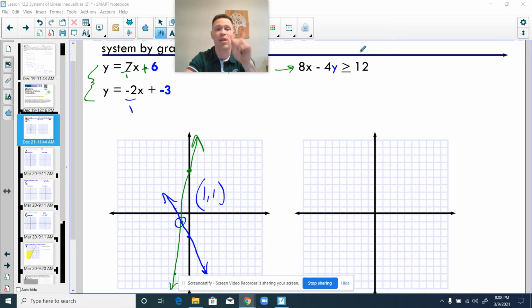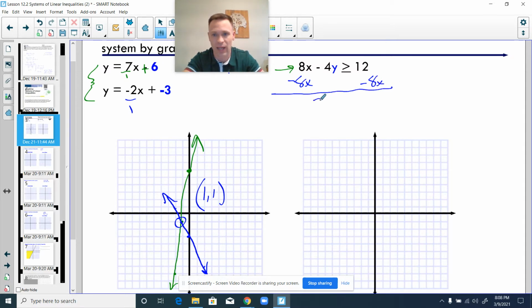But you have to remember that in an inequality, when you divide by a negative, you've got to flip that sign. I'm going to solve this one for y just to remind you of that. So I'm going to subtract 8x, minus 8x. So I got negative 4y is greater than or equal to negative 8x plus 12. Remember, these are unlike terms, right? So I can't combine them. That says 12, but I should probably fix that, make it better. 12, that looks slightly better.